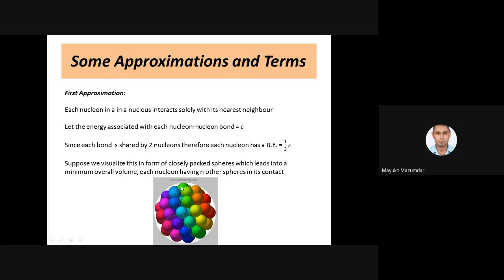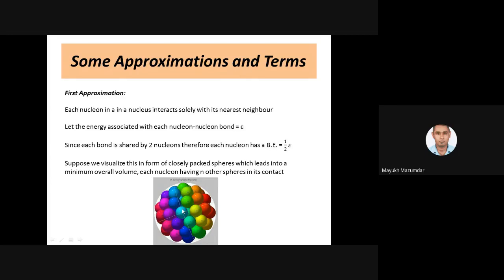Now let us visualize it like this. It is very tightly packed, and this tight arrangement leads to the minimum overall volume. Obviously, the minimum volume should be spherical, and that volume should be the least possible one. Now let us assume that each nucleon has n other nucleons in its contact.